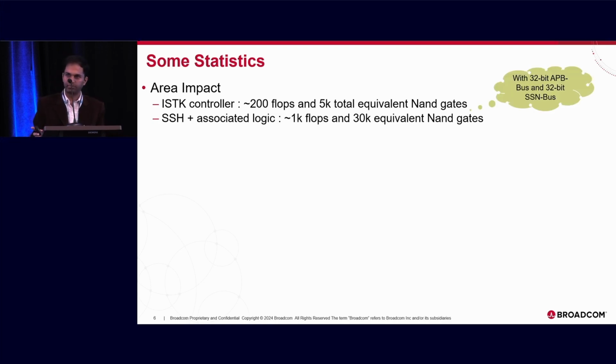And by the way, this is for a 32-bit APB bus and 32-bit SSN bus. So it can vary a little based on your configuration, but the point here is that the area is not a concern at all.